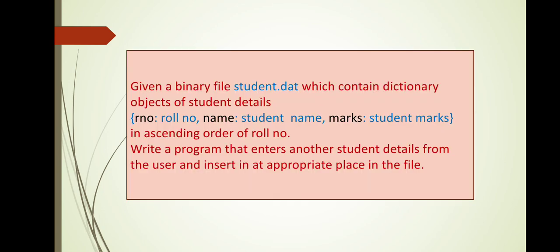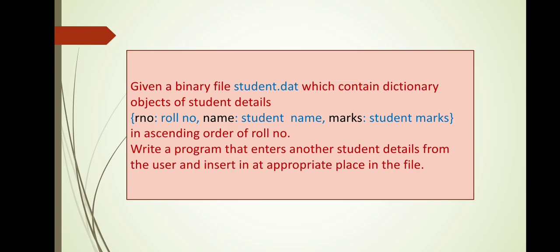Let's suppose the question is: given a binary file student.dat which contains dictionary objects of student details like roll number, name and marks in ascending order of roll number. Write a program that enters another student's details from the user and inserts it at the appropriate place in the file.